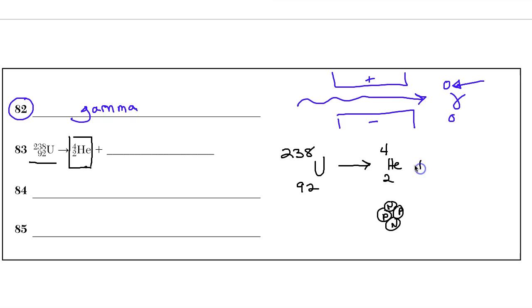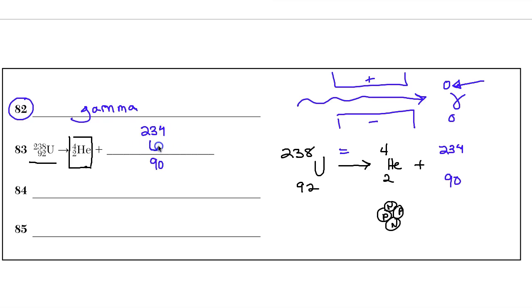Now, here's the question. What is the final product? Well, we know all the numbers on top. 238 equals 4 plus what? Well, what number plus 4 is 238? 234. And then what number plus 2 is 92? That is 90. And so you would put 234 here, 90 on the bottom, and you would have to put in the correct chemical symbol.